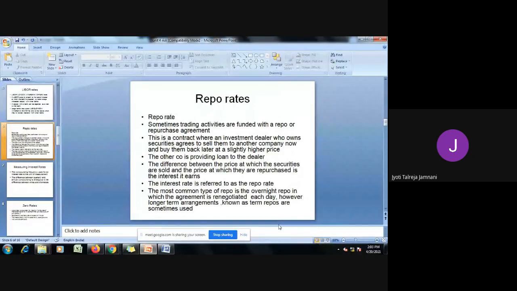repo rates. What is repo rates? Am I audible to all of you? Any disturbance, anything? No, ma'am. And if you have any doubts, you can ask.